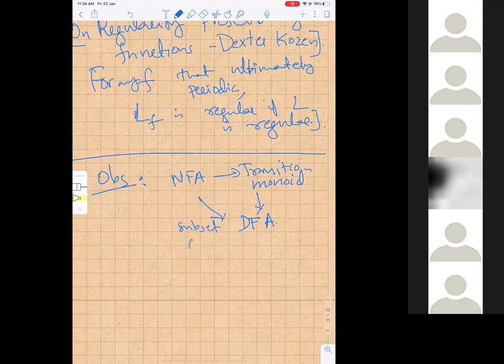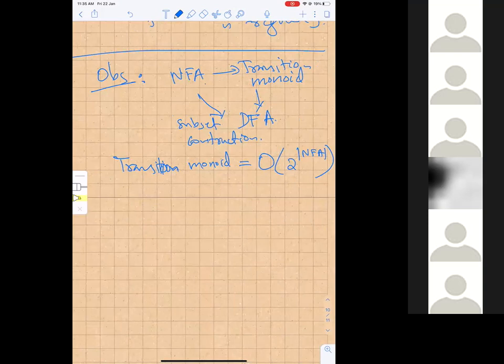But aren't we doing sort of subset construction when we go to transition monoid? Yeah, you are doing a subset construction. But my point is that when you do the subset construction, there is a blow up. When you go from NFA to transition monoid, there could be a blow up of exponential size. The transition monoid can be of size 2 to the power size of the NFA. So when you go from an automaton to transition monoid, it could be exponential.